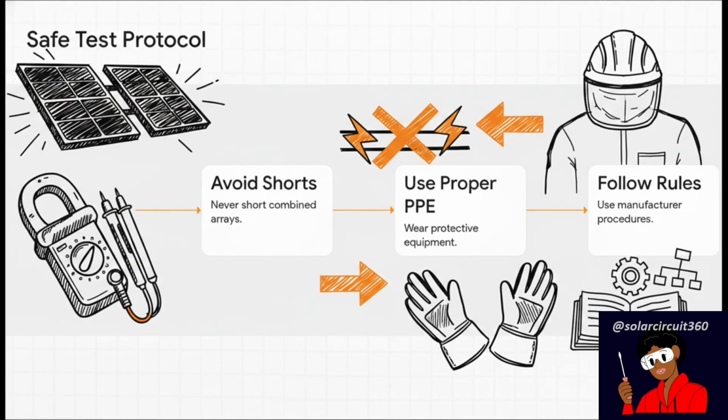So to stay safe out in the field, strictly follow this protocol. 1. Always verify your meter's maximum current rating. 2. Never, ever intentionally short-circuit combined arrays or high-voltage PV strings. 3. Wear your proper personal protective equipment, or PPE, to guard against arc flashes. And 4. Always follow the approved testing procedures from your manufacturer. Your safety is absolutely worth the extra 2 minutes it takes to double-check this stuff.